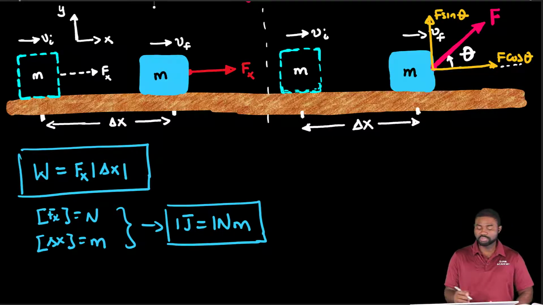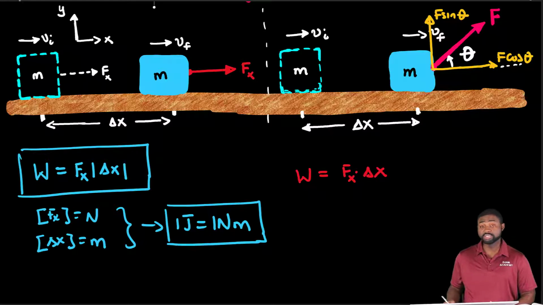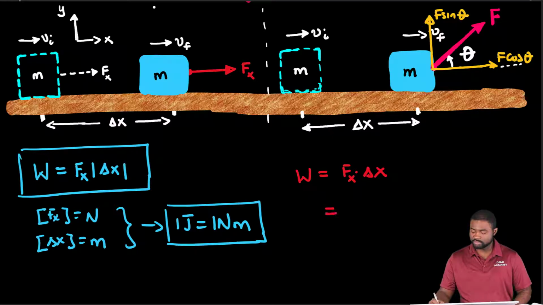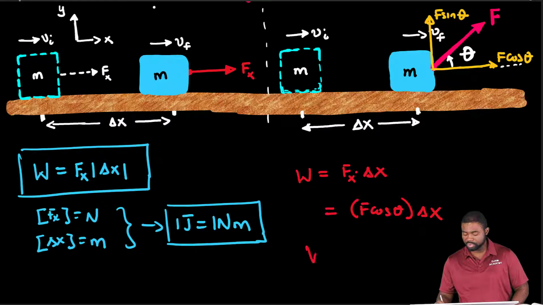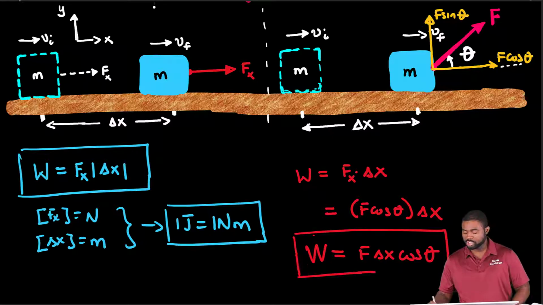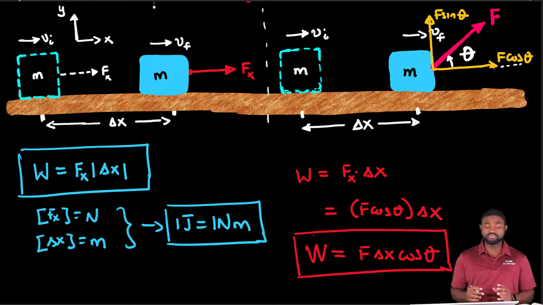So the work done by the force F, in this case, is going to be equal to the component of the force in the direction of motion multiplied by delta x. So this is going to be equal to F cosine theta multiplied by delta x. In other words, W is equal to F delta x multiplied by cosine theta. This is the more general definition of work.